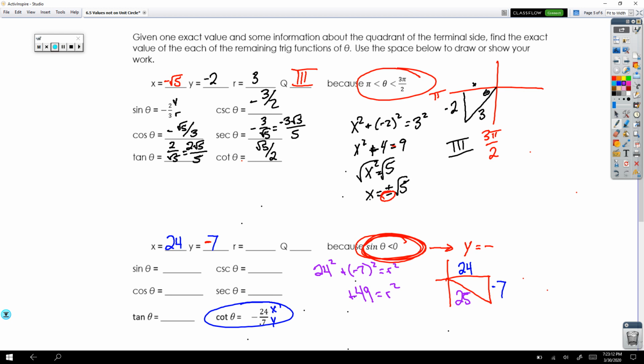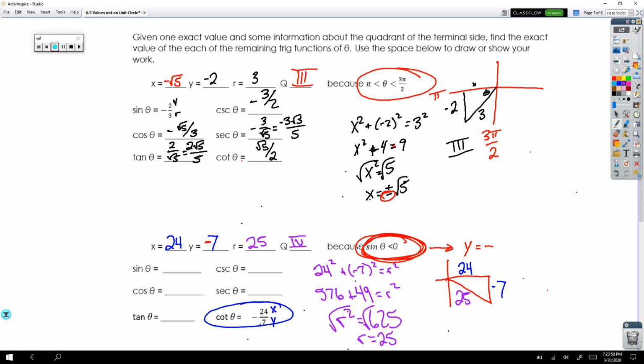Bear with me here. 576. Sorry, I don't have a calculator sitting next to me. Add those up, and we should get 625. So we have r squared equals 625. The square root leaves me with 25. And again, I don't need the plus or minus because r is always positive.